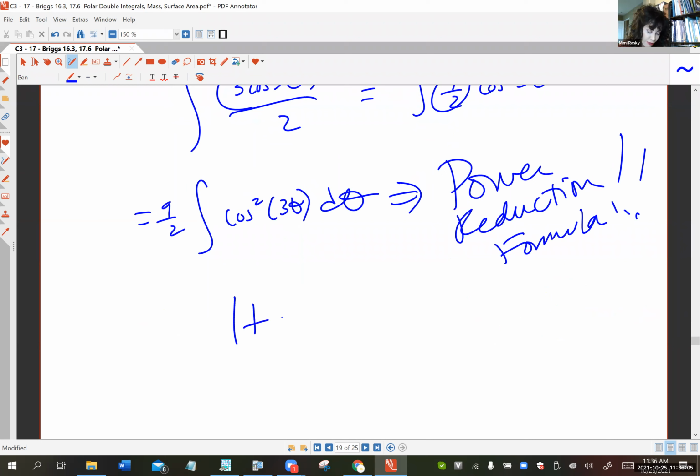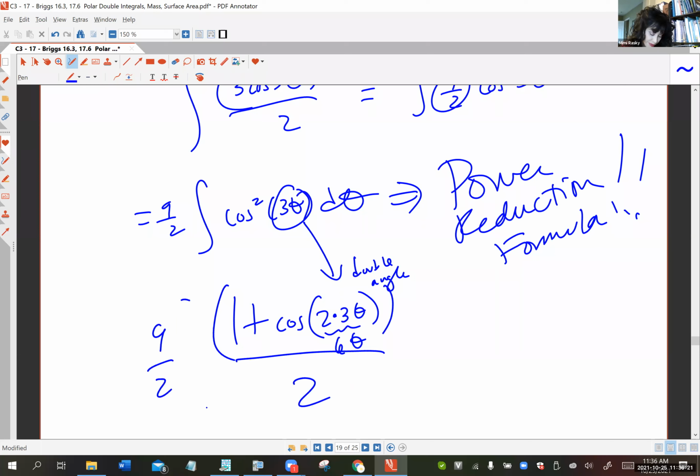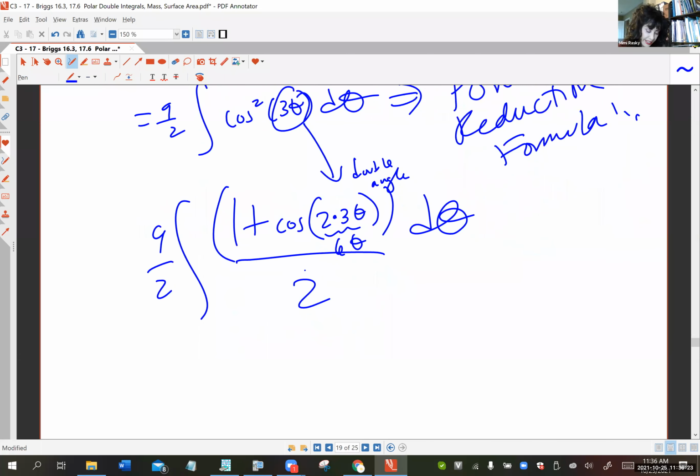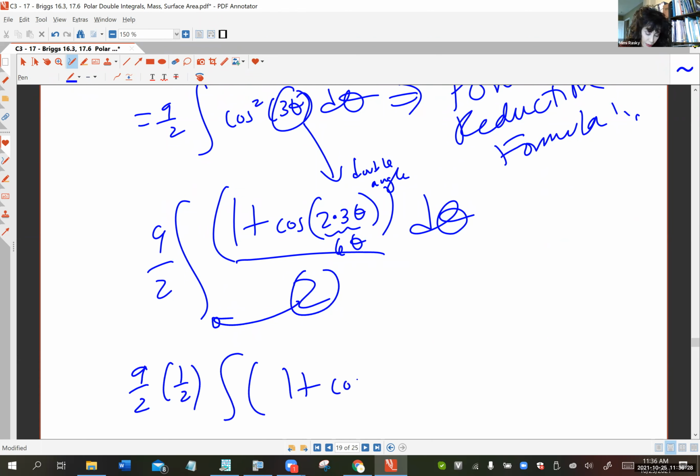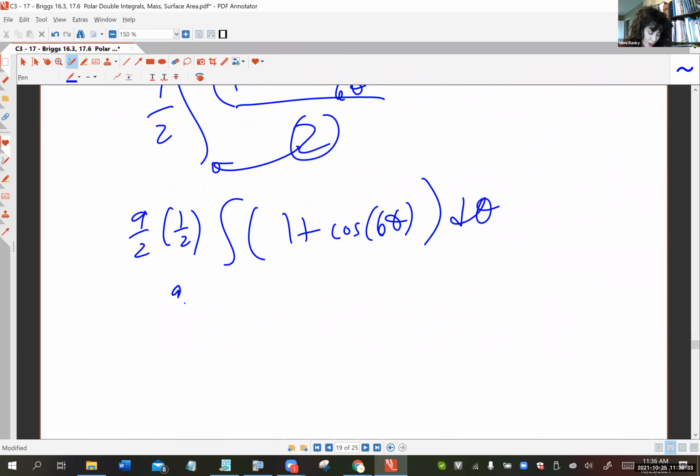Now you have to be careful because you have to double the angle that you're working with. And so 2 times 3 theta is 6 theta, over 2. And then I don't like fractions, so I'm going to pull the half out. And I'm going to integrate 1 plus cos of 6 theta with respect to theta. So the antiderivative is going to end up being theta plus 1/6 of sine of 6 theta.